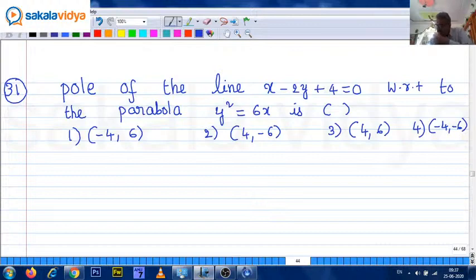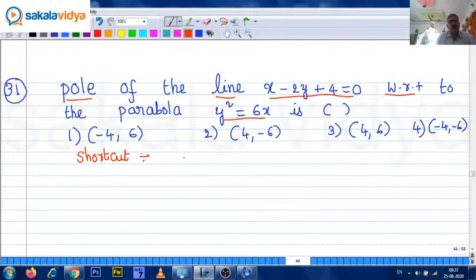Pole of the line x minus 2y plus 4 equals to 0 with respect to the parabola y square is equal to 6x. We have a shortcut formula to find the pole of the line Lx plus my plus n equals to 0 with respect to the parabola y square is equal to 4ax, which needs to be remembered. So let us recall that formula.